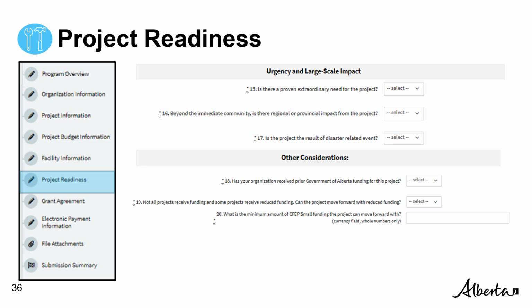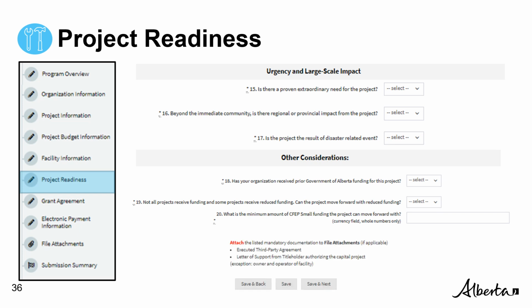In other considerations, we will need to know if your organization has received prior Government of Alberta funding for this project, and should you not receive full funding, would your project be able to continue with a reduced amount? At the end of the project readiness page, you will be reminded to attach more mandatory documents, if applicable, into the file attachment section related to these series of questions, such as your third-party agreement and letter of supports from a title holder authorizing the project. Click Save and Next to move to the next page.